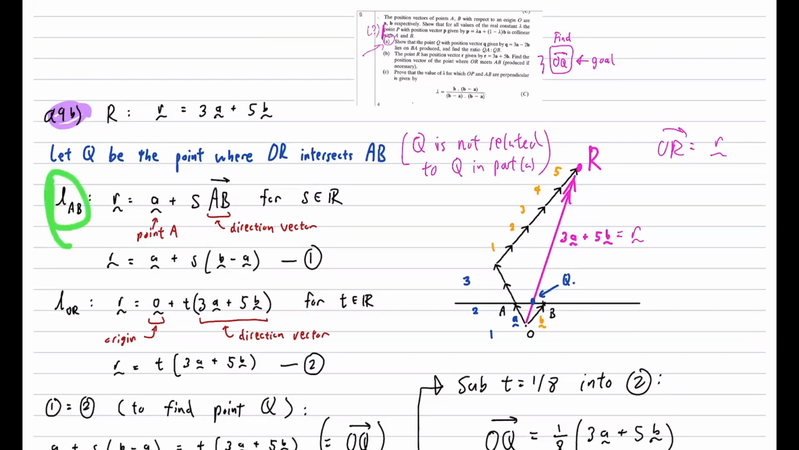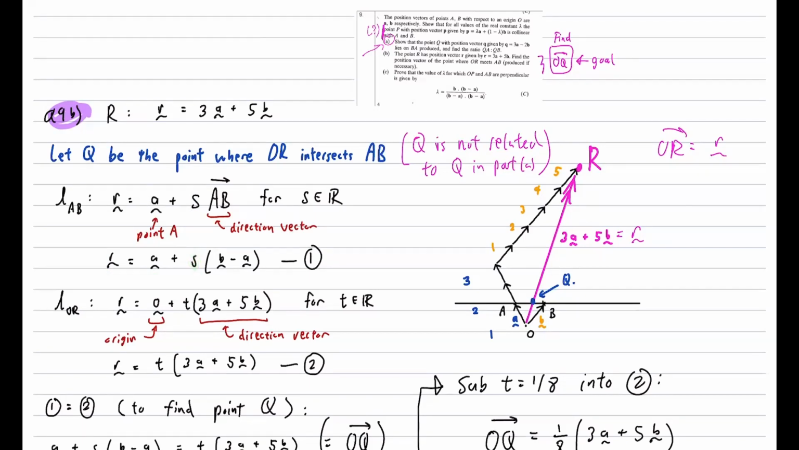We find out the line AB. What would it be equal to? You need a generic vector r, you need a specific point on the line, plus some scalar multiple of a direction vector. Take AB, and I just picked point A. I could have picked point B as well. Same. So simplifying, I get r equals a plus s multiplied by bracket b minus a. I just picked s because I like s.